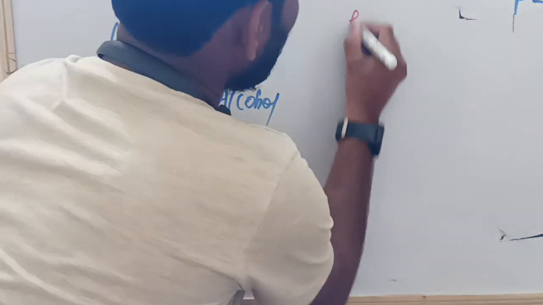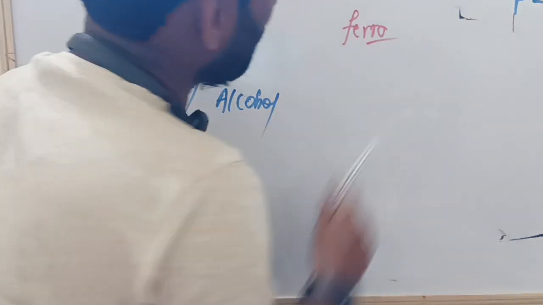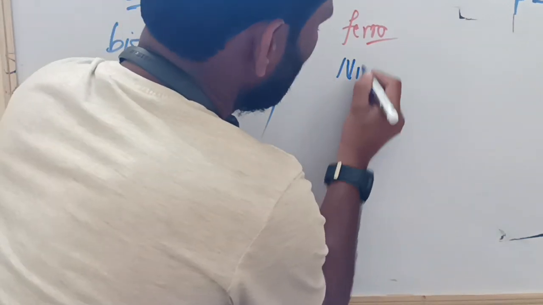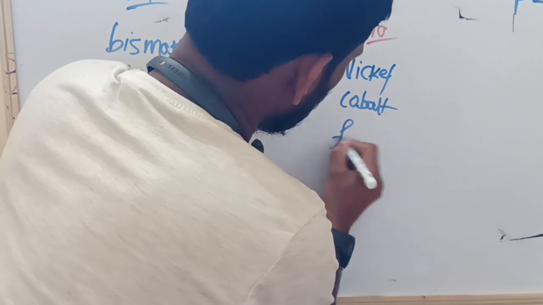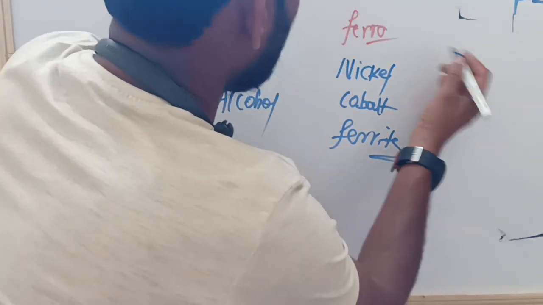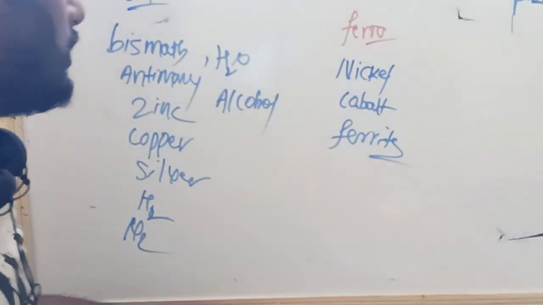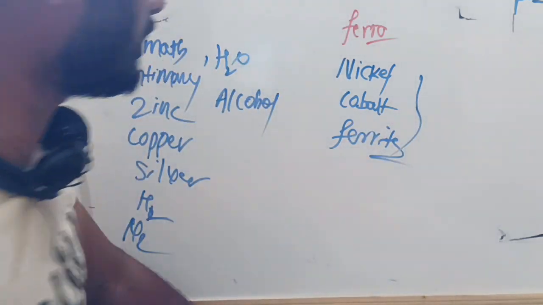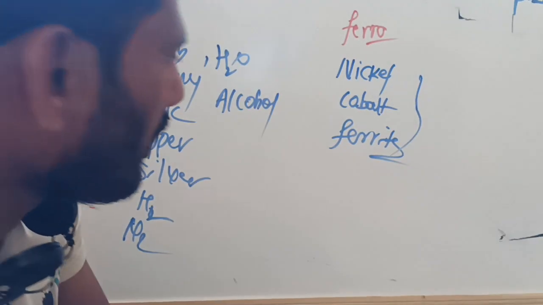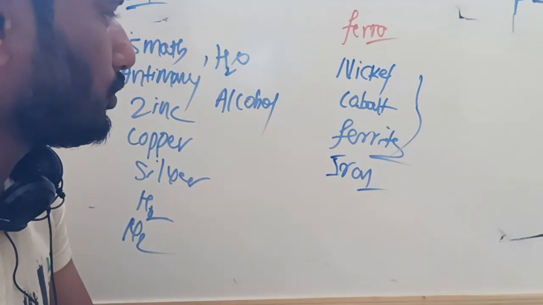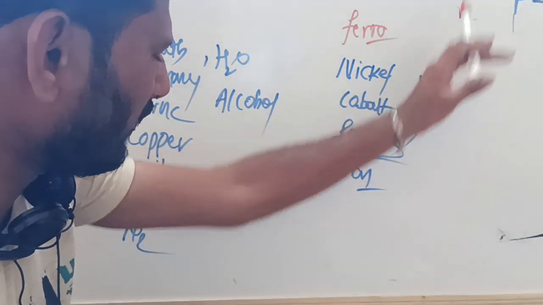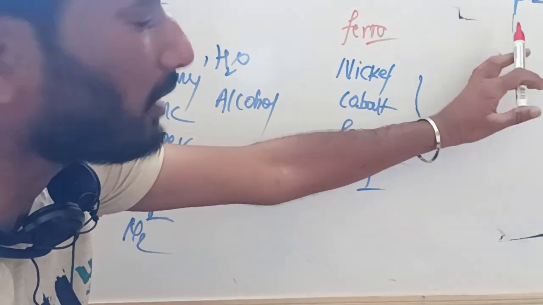Whereas for ferromagnetic materials: nickel, cobalt, ferrite. There is a very important question related to temporary and permanent magnets. For permanent magnets, they will use nickel, ferrite, cobalt, and iron also. Even iron is a ferromagnetic material. So these ferromagnetic materials are mainly useful for preparing permanent magnets.